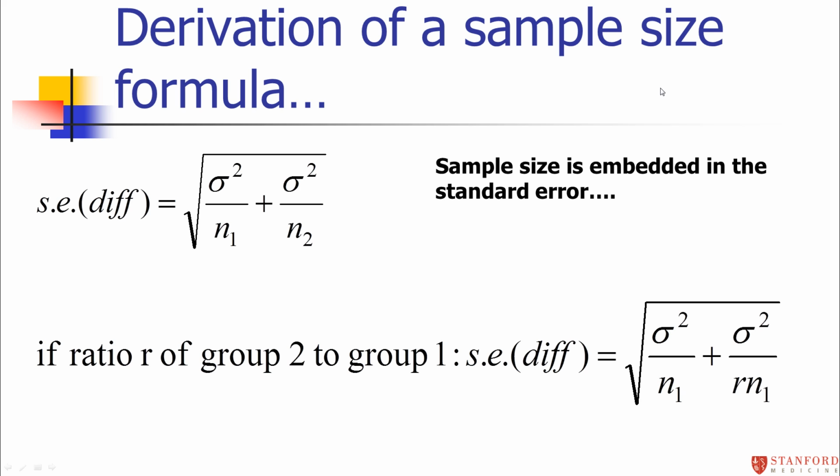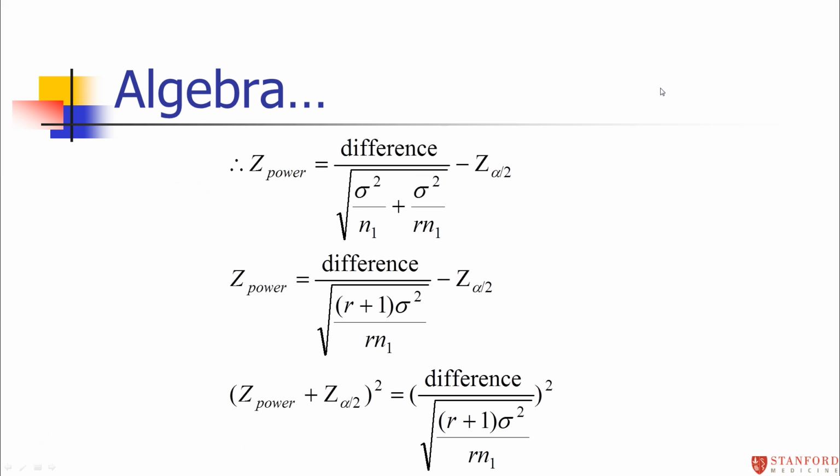Okay, using all of that, we can now plug into our all-purpose power formula. I'm plugging in the standard error of the difference, and again, the sample size is represented as n and r times n. And then from here, it's just algebra. So notice that I'm going to rewrite the material that's under the standard error, just to add those up and give them the same denominator, r over n1.